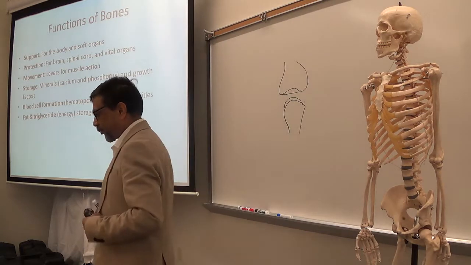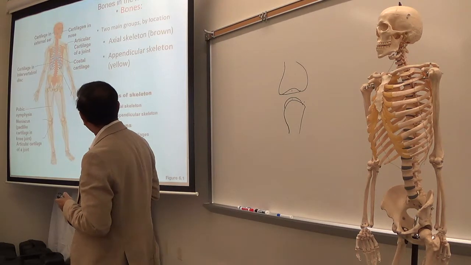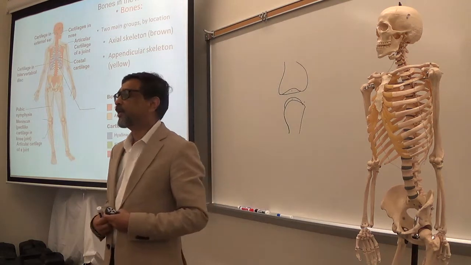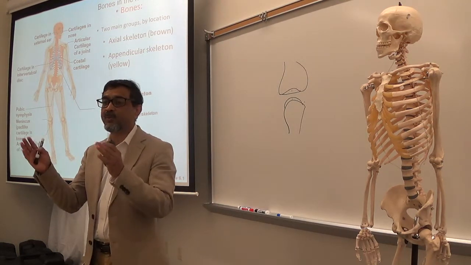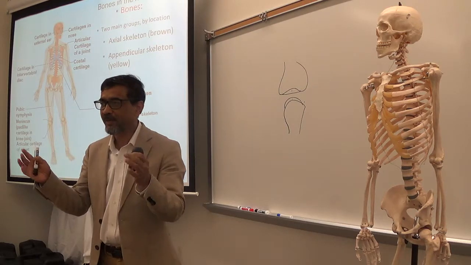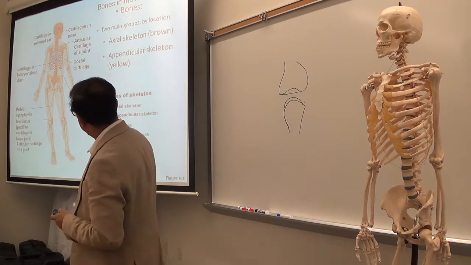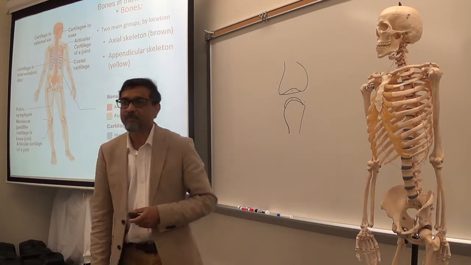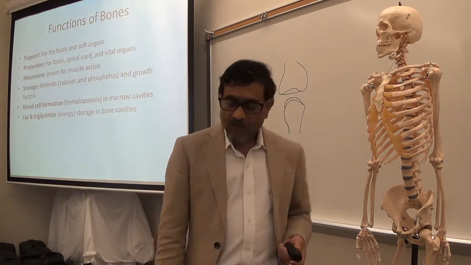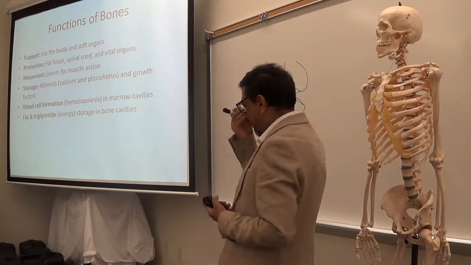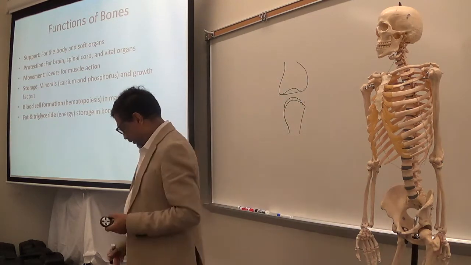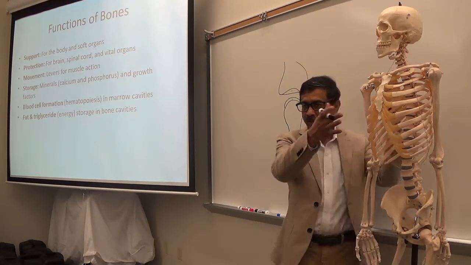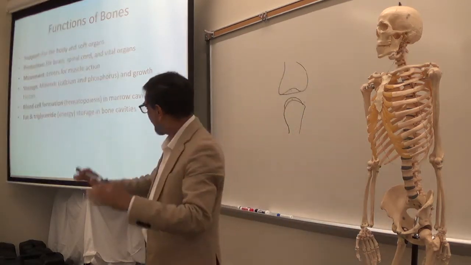Functions of the bones. You know already that we divide the bones of the skeleton into two groups, axial and appendicular, right? So those two groups of bones have been shown by two different colors here. Okay. Functions of the bones: support. Bones form the skeleton, and the skeleton supports the whole body. We know that. That's the best example.